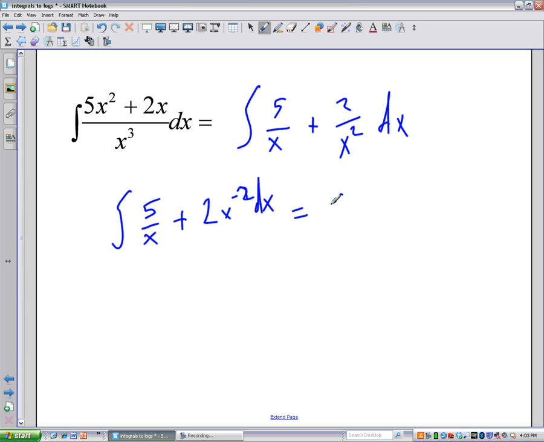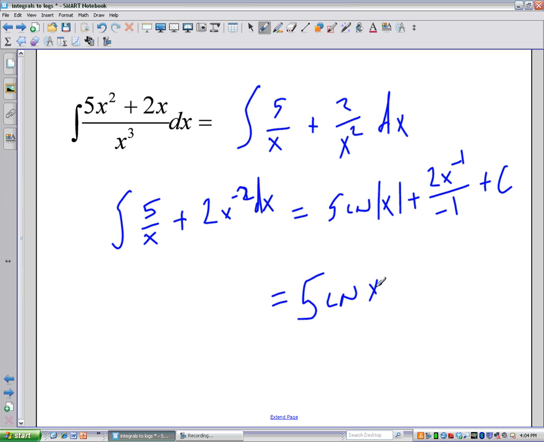So the first part becomes 5 natural log absolute value of x. The second part becomes 2x to the negative 1 divided by negative 1. Remember, add 1 to the exponent divided by the new exponent. So when all is said and done, this becomes 5 natural log absolute value of x minus, how about 2 over x? That would be better. Plus c. Okay? So, STDs, they're still around. Trying, but we want to get rid of them.